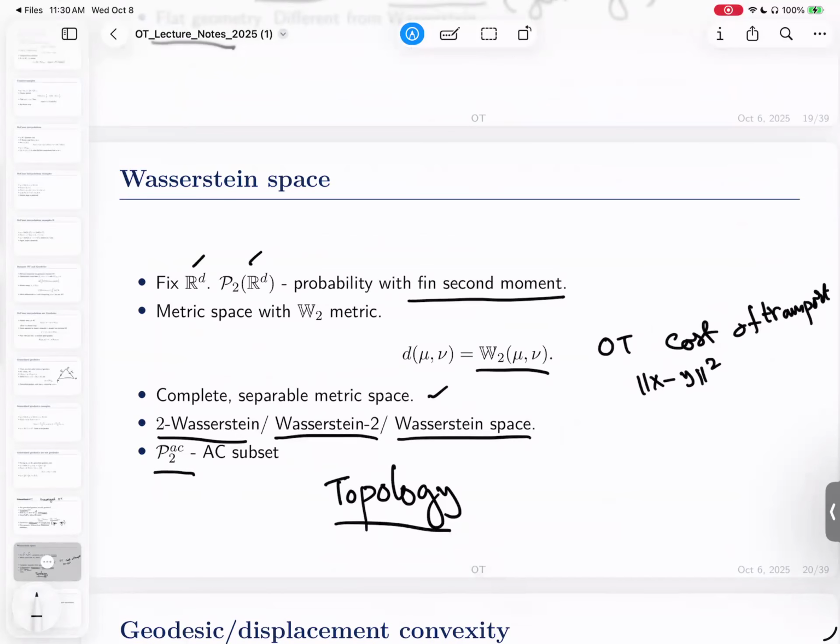The topology can be described in the following way: you say that mu_n converges to nu if and only if, one, mu_n converges to nu weakly. I think this is what Young was saying about the weak-star topology, but in probability we just say weak topology. So it's just weak convergence. And two, the moments converge, the first two moments converge. So the second moment converges.